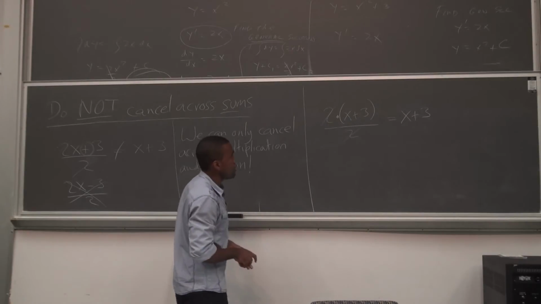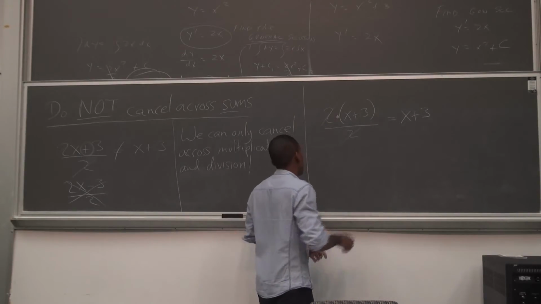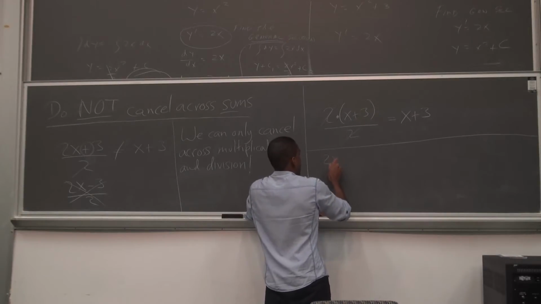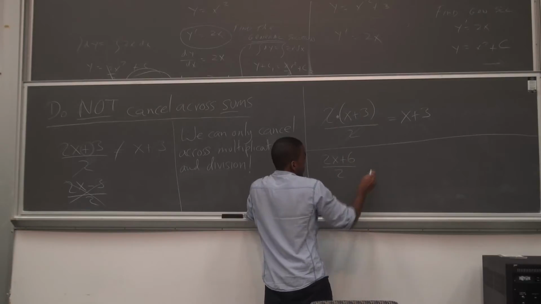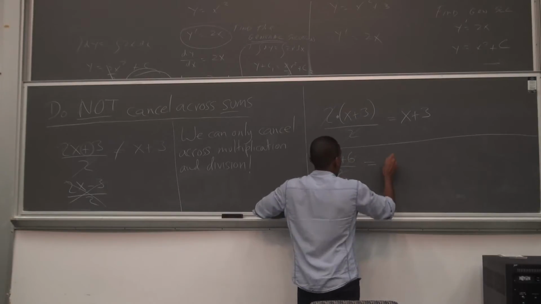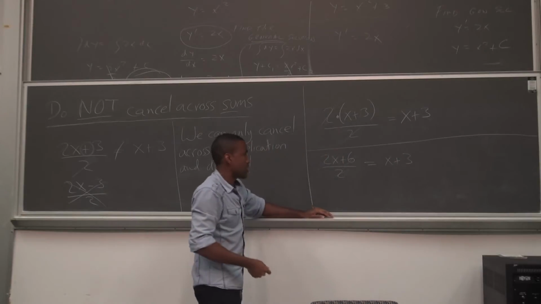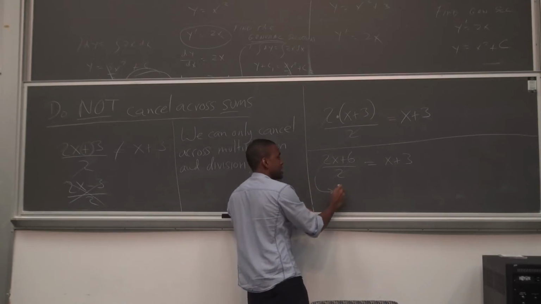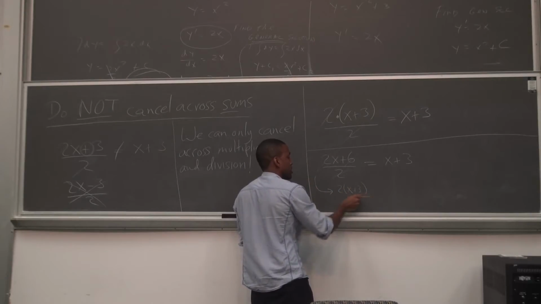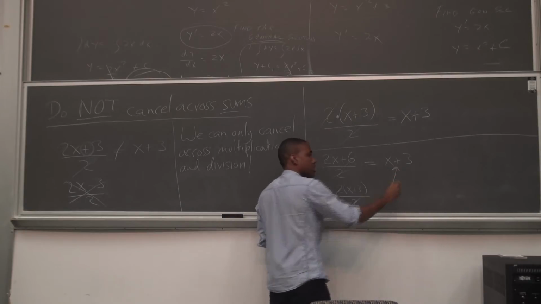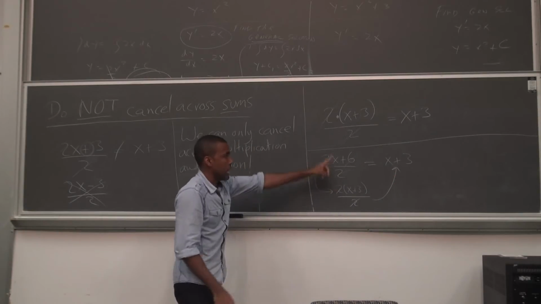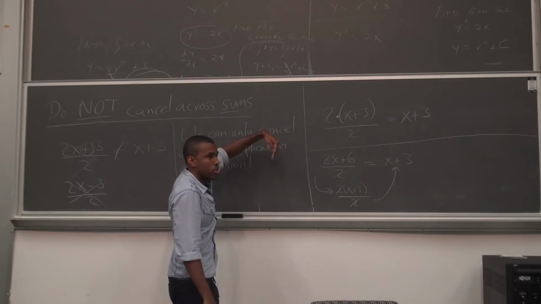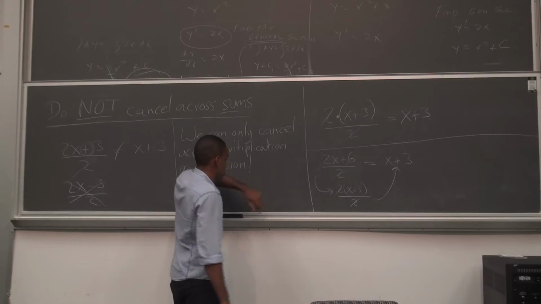There are times when you might see me do a shortcut. You might see me do something like 2x plus 6 over 2, and I just write x plus 3. And that is right, because I didn't actually cancel across the sum. What I probably didn't write is that I actually factored the 2 out, then canceled, and then added. So that's how you have to cancel things. If you want to cancel something and there's a plus sign, you have to look at whether you can factor out the common term and cancel it.